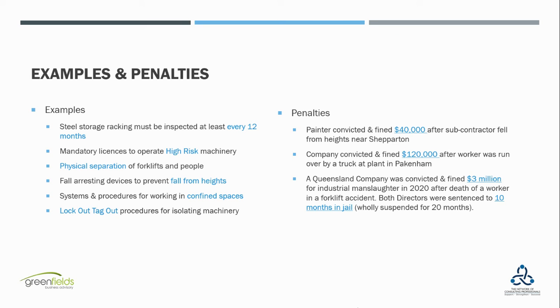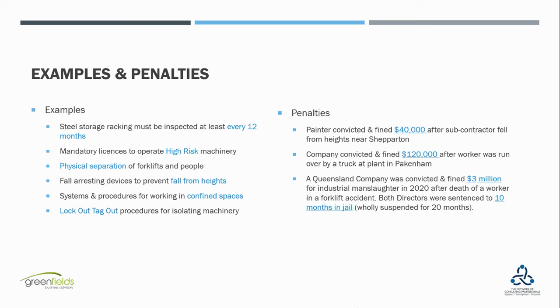And in the case of the first example of industrial manslaughter conviction, a Queensland company, which I believe was a vehicle car wrecker, was convicted and fined $3 million for industrial manslaughter in 2020 after the death of a worker in a forklift accident. Both directors were sentenced to 10 months in jail.